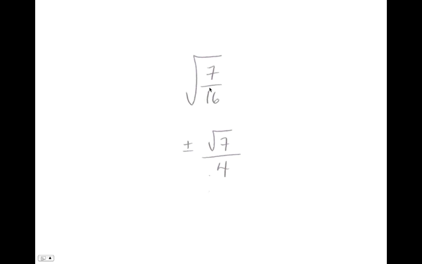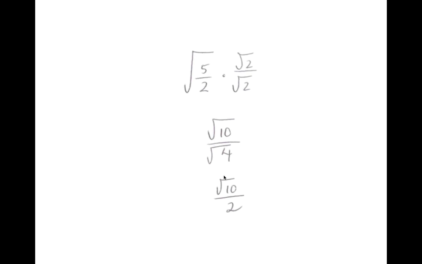Well, the next one is going to be that we have the square root of 7 on top, but the square root of 16, thankfully, is a 4. And so our answer is a combination, square root on top, and the denominator is a whole number. That's perfectly acceptable. In this one, however, because I can neither reduce the 5 nor the 2, it's going to leave me with a square root in the denominator, and I'm not allowed to keep it that way.